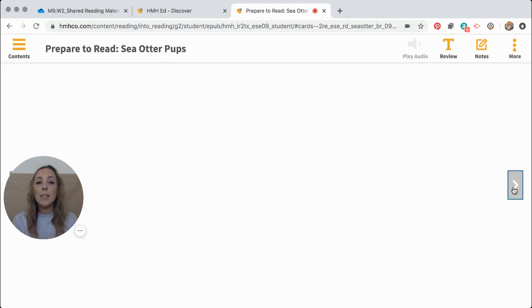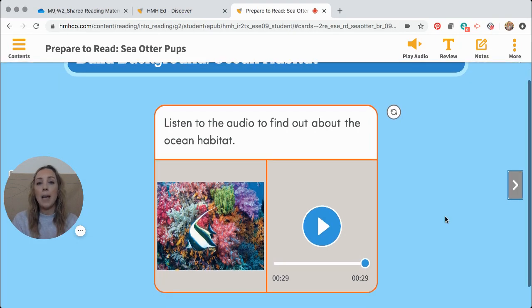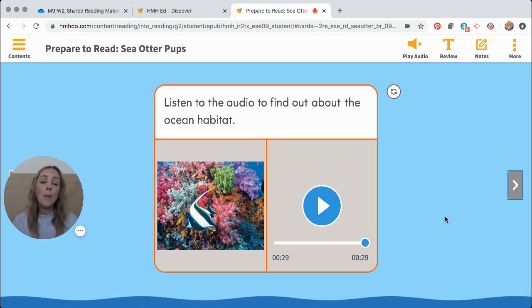Excellent. Before we get started reading, we're going to build a little background with thinking about what an ocean habitat is, because as we read "Sea Otter Pups," you're going to be reading and paying close attention to how the sea otters, both the mother and the pups, use their habitat to survive. So we need to know a little bit about what an ocean habitat is. So we're going to be listening to a little clip that talks a little bit about the ocean habitat. And with that background knowledge, it'll help us to pay close attention to the information in the text to help us know and better understand how sea otters may use their ocean habitat to survive.